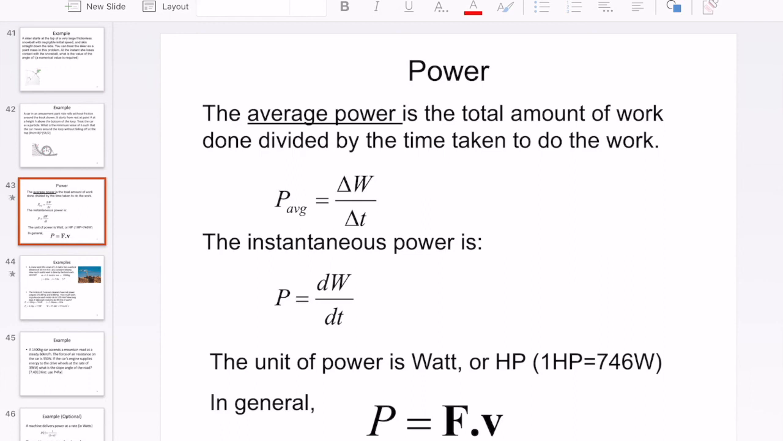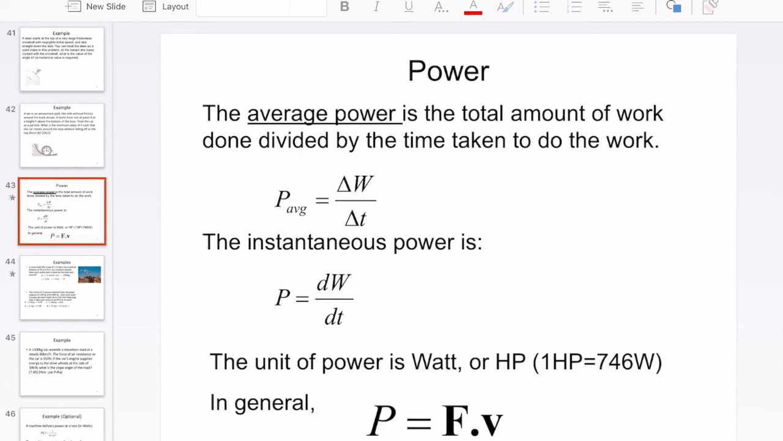We just have one very brief little concept left in this chapter, and I'll just quickly go over it. And that is the concept of power. So we've talked about work. So you know what work is now. We've not talked about how quickly that work is done, right? So power is a concept that quantifies how fast work is done.